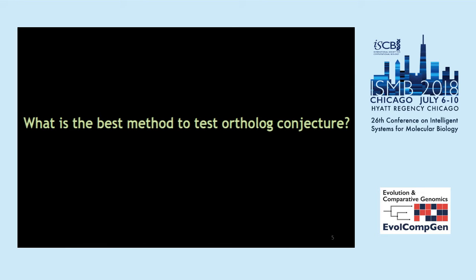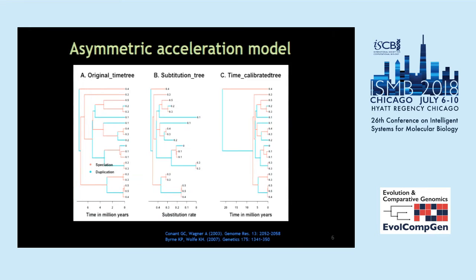So we asked, what is the best method to test the ortholog conjecture? To understand, we considered several models, but due to lack of time, here I'm demonstrating only one model, that is the asymmetric acceleration model. It may happen that after duplication, the sequence or trait evolutionary rate accelerates for one of the 2 copies.